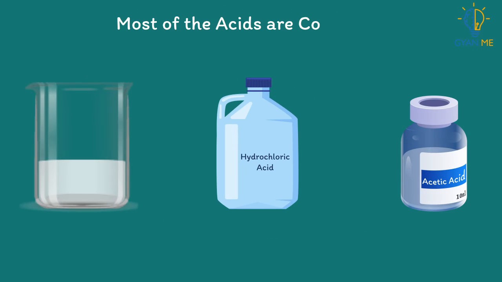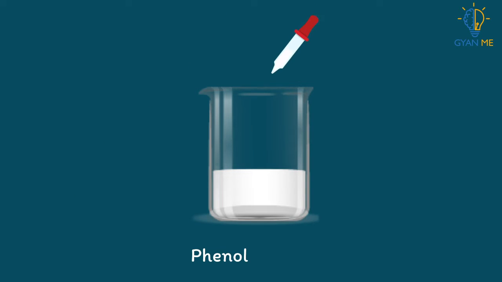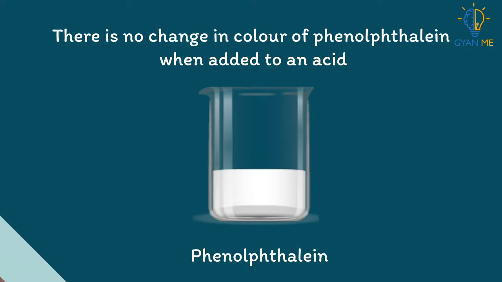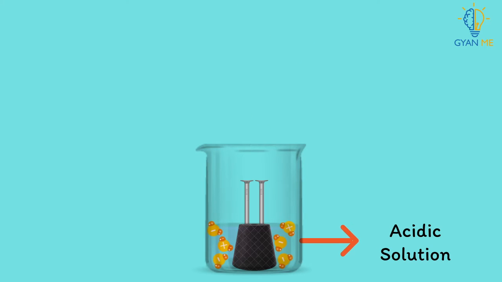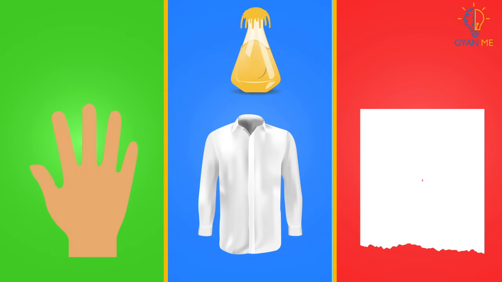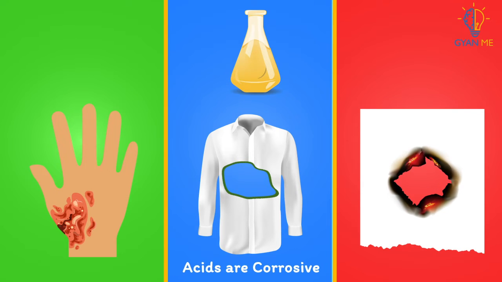Most of the acids are colorless. Acids turn blue litmus paper into red. There is no change in color of phenolphthalein when added to an acid. The aqueous solution of acid conducts electricity since the acid forms ions when added to water. They are corrosive. Strong acids can spoil human skin, clothes, paper, etc. because of their highly corrosive nature. So these are some physical properties of acids.